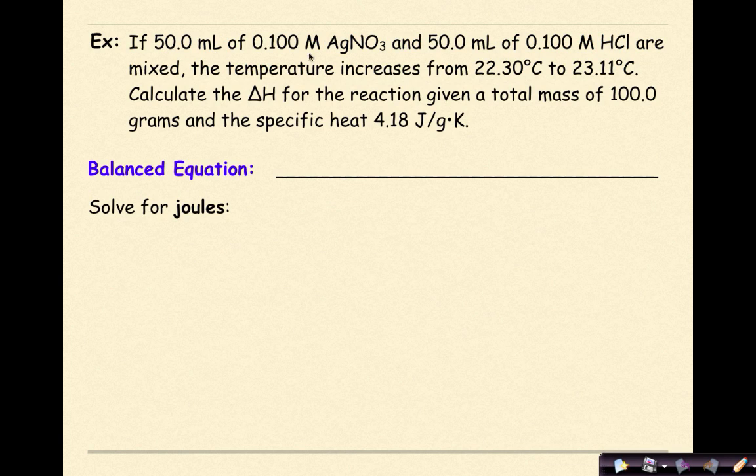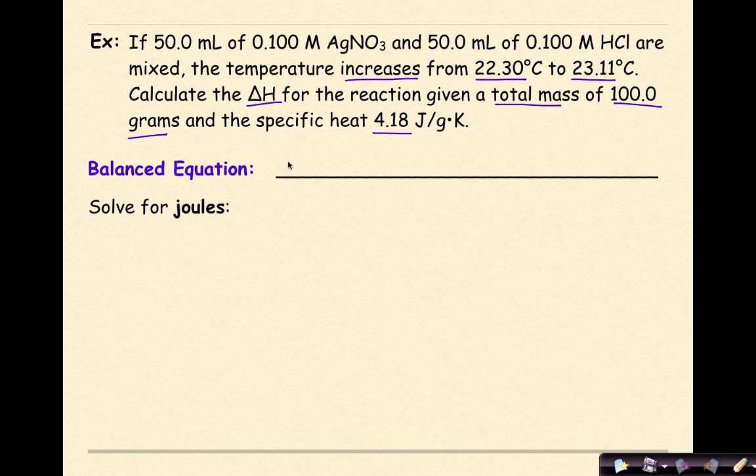If 50 milliliters of 0.1 molar AgNO3 and 50 milliliters of 0.1 molar HCl are mixed, the temperature increases from 22.3 degrees Celsius to 23.11 degrees Celsius. Calculate the delta H for the reaction given a total mass of 100 grams and the specific heat of 4.18 joules per gram Kelvin. The first thing that we want to do here is write the balanced equation.